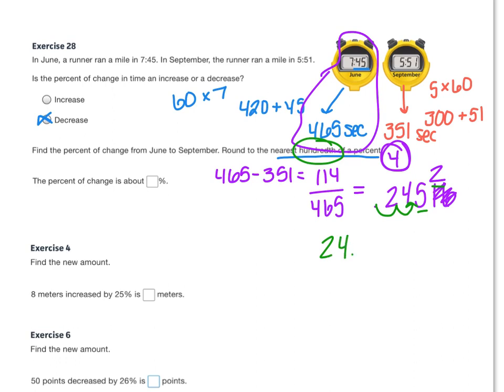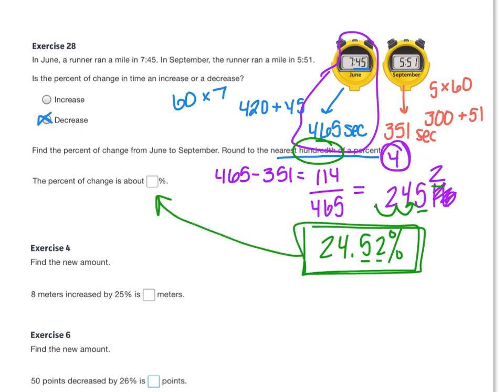So 24.52%. It means I need a hundredths place after I move it over twice already. So that's 24.52% decrease for number 28.